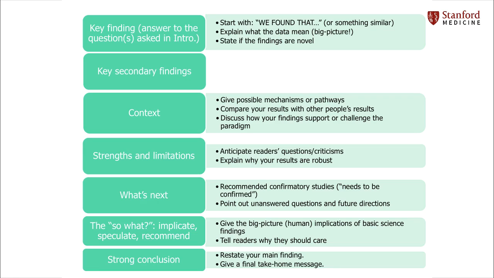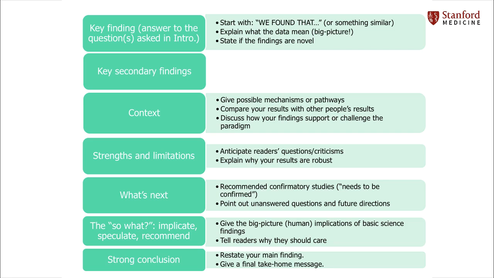Here's one way of organizing the discussion. It's a bit discipline specific exactly what goes in that discussion, but here are the general elements that you should have. You want to start the discussion section with something like, "We found that." And then you answer the question that you proposed at the end of the introduction section. You're going to explain what the data mean at a very high level, and you want to clearly and explicitly state if the findings are novel. You may also have some key secondary findings. Oftentimes when we do a study to find one thing, we also find some other interesting findings in the process, so you might state those other key secondary findings.